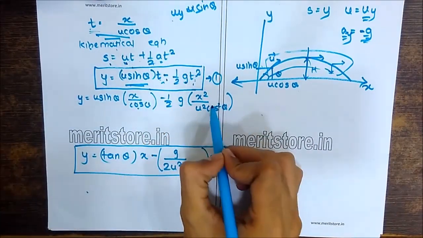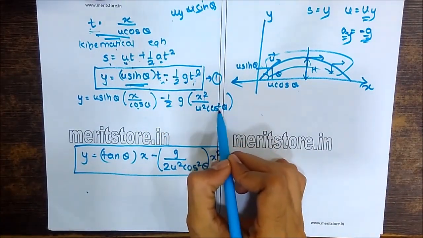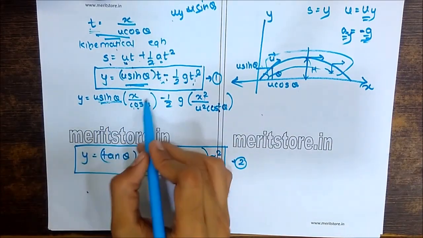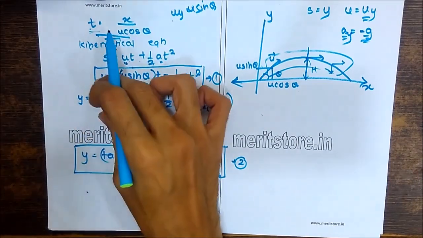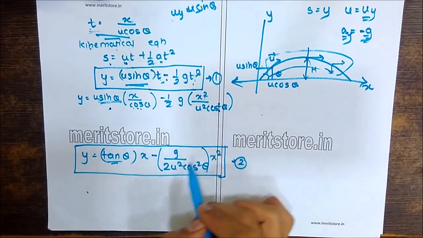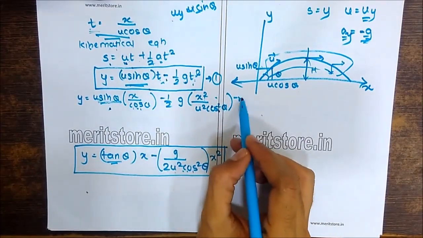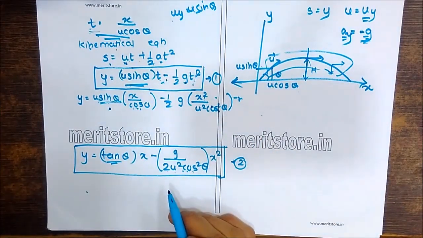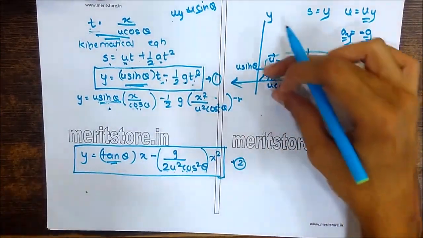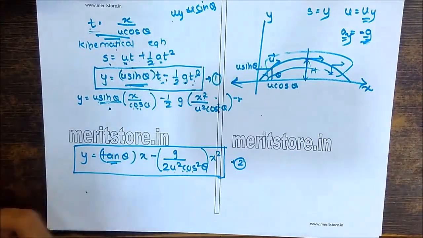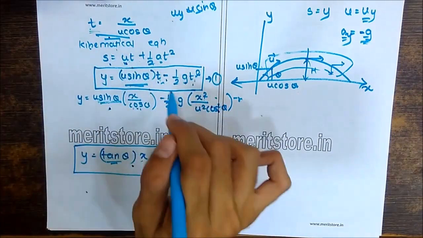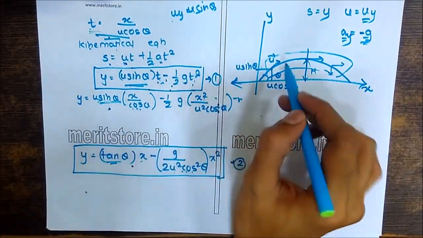We substitute the value of t out here. T square becomes x square upon u square cos square theta. Now I have taken the sine upon cos out here. This cos goes below the sine, and the entire term becomes tan theta. So that is tan theta times x minus g upon 2u square cos square theta, with x square taken outside. Okay, so we get two equations out here. First is this equation for the path of the projectile, and second is this equation. One is with the substitution of the time, and the other is without the substitution of the time factor.